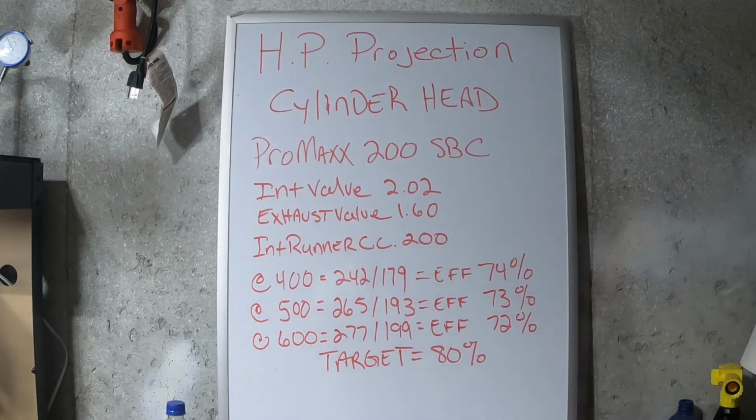The very common ones like Flowmasters, Darts, Trick Flow, AFR, Air Flow Research heads are very, very good heads, and expensive though. But those numbers are out there. These are the ones I found for these ProMax heads, and these are probably the cylinder heads that I'm going to be using. So now that we know these numbers, we'll go ahead and look at the camshaft that I'm kind of zeroing in on using.